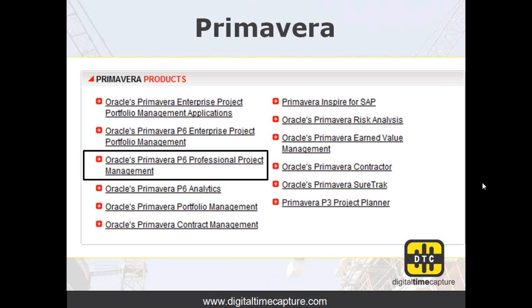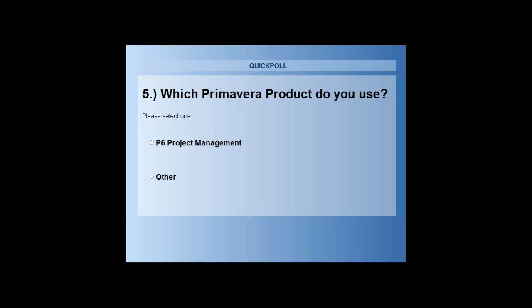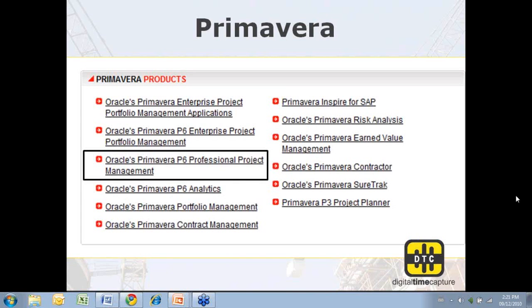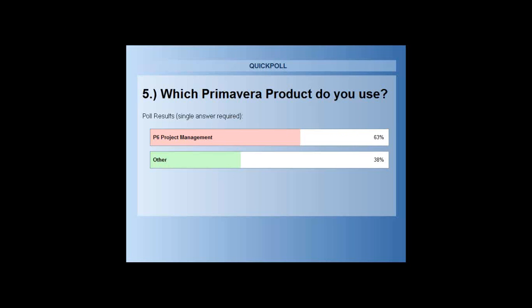So with that, we're going to ask another quick survey question. Which of the Primavera products do you use? And it's really an all or nothing type question. It's the P6 Project Management or other. And if you're not quite sure, that's okay. Okay, so we've got about 63% of the people with P6 project management.